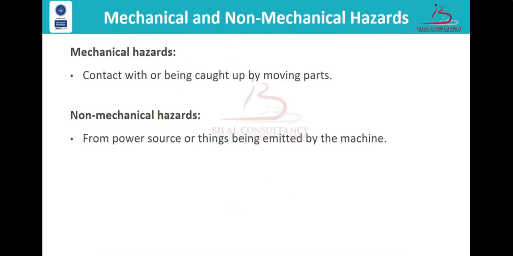The hazards of machinery can be divided into two categories: mechanical hazards and non-mechanical hazards. Mechanical hazards are mainly from contact with or being caught by the dangerous moving parts of machine. Non-mechanical hazards are mainly from the power source or things emitted by the machine. First, we're going to discuss the mechanical hazards in detail.